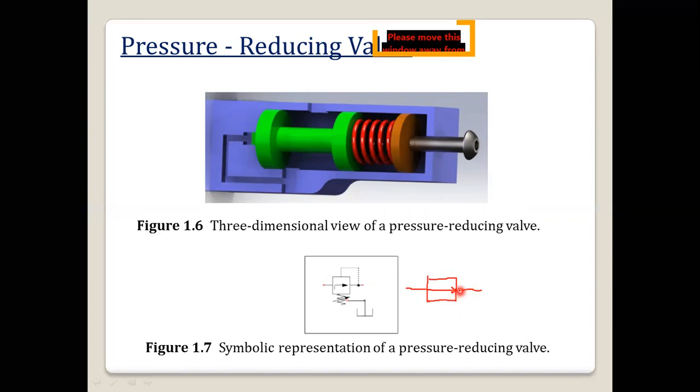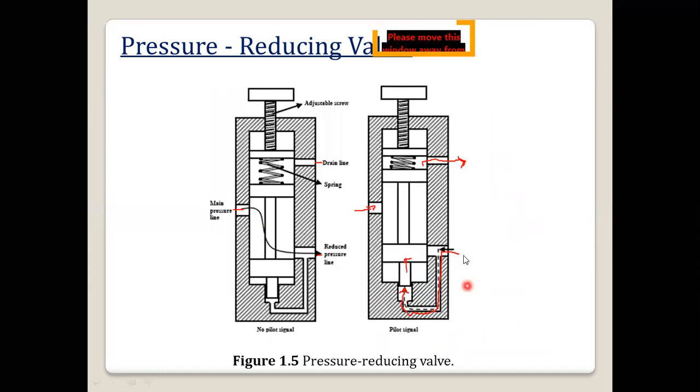And the pilot pressure is operating from the outlet of the pressure reducing valve. We should show the spring and adjusting screw. And where is the drain? The drain is from the adjusting screw, that is, from the spring line. So we can see where the drain is. The drain is here.